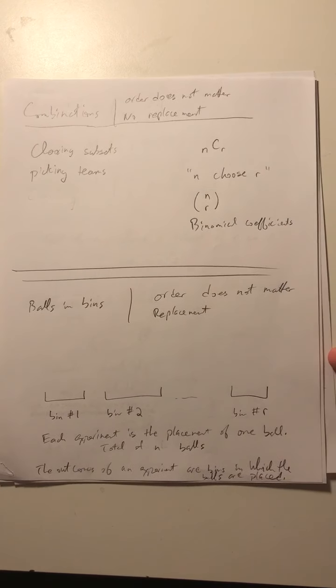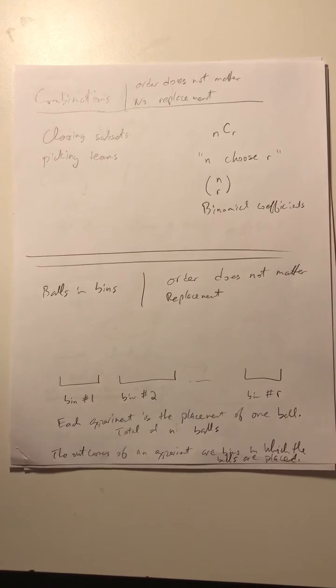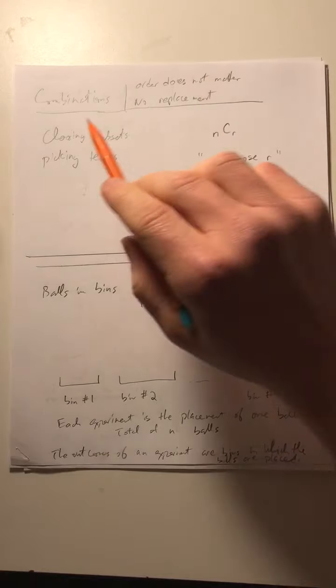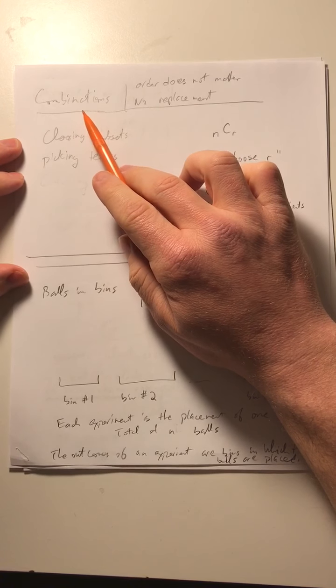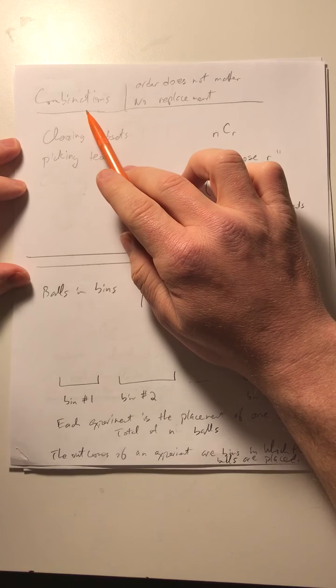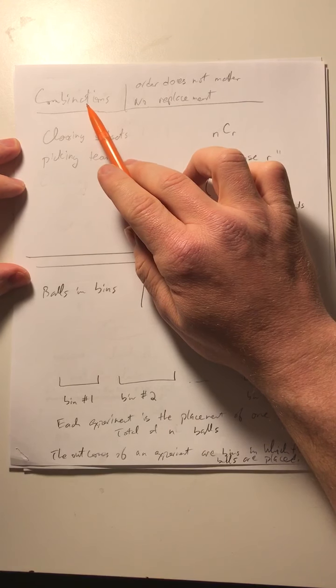Last time we talked about two scenarios in which order matters. We still have to talk about the two scenarios in which order doesn't matter. In this lecture, we're only going to talk about one of those, and that is combinations. So last time we used the word permutation. Permutation is without replacement, and order matters. Combination is going to be without replacement, and order doesn't matter.